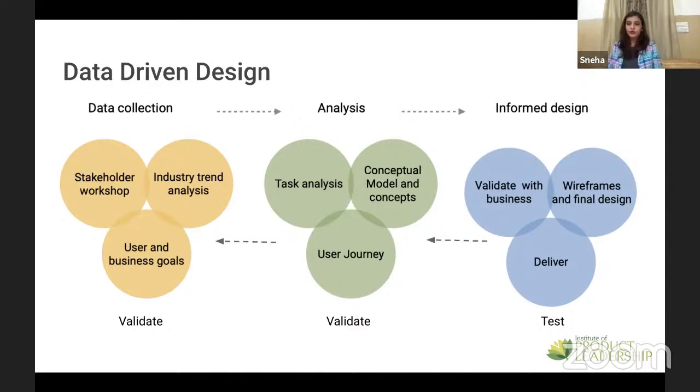I'm going to go to all of these circles in a lot more detail in the rest of my presentation. So I'm going to just leave it at this high level and move on to what each of these steps really means and how can you go about it.